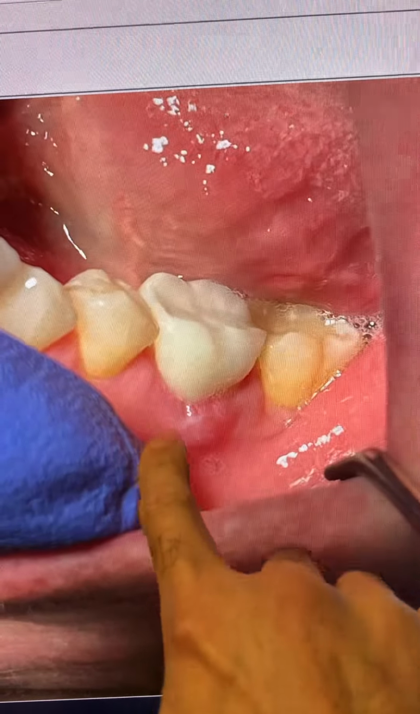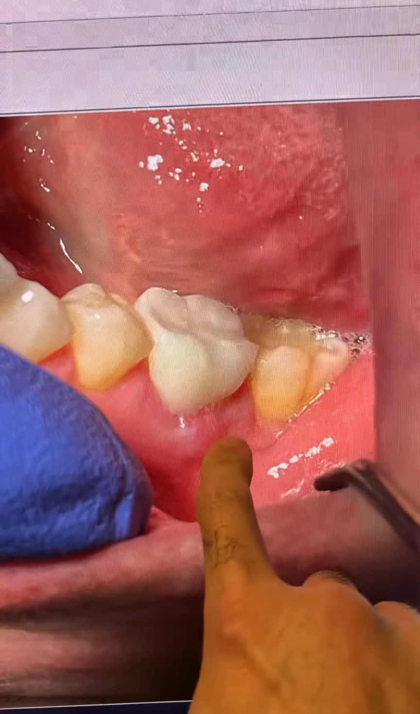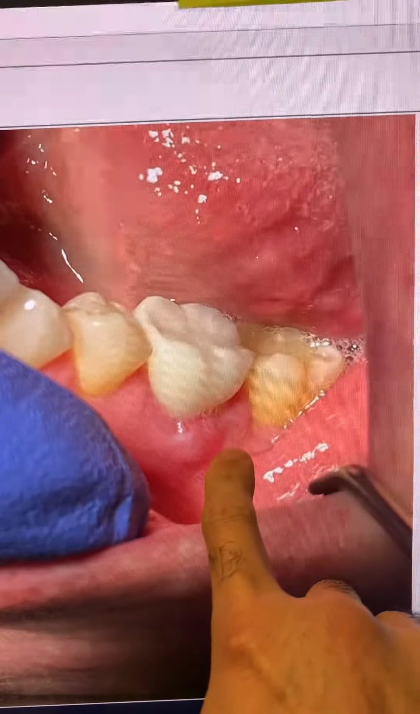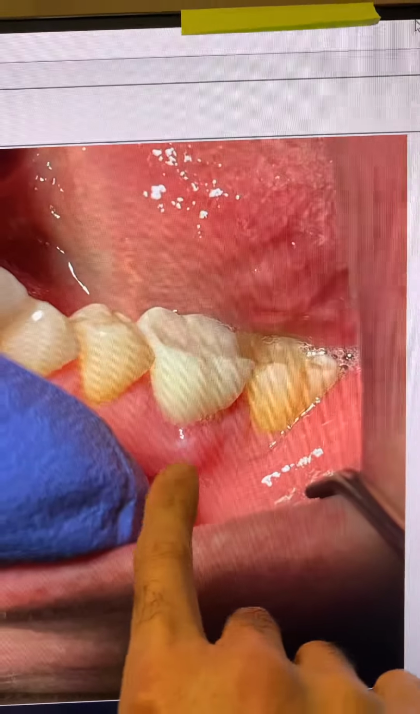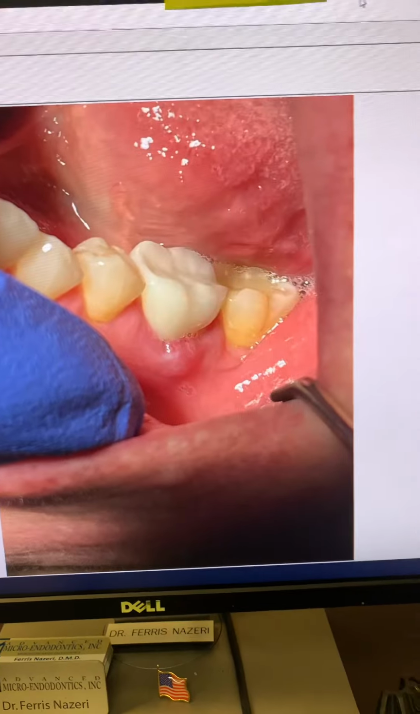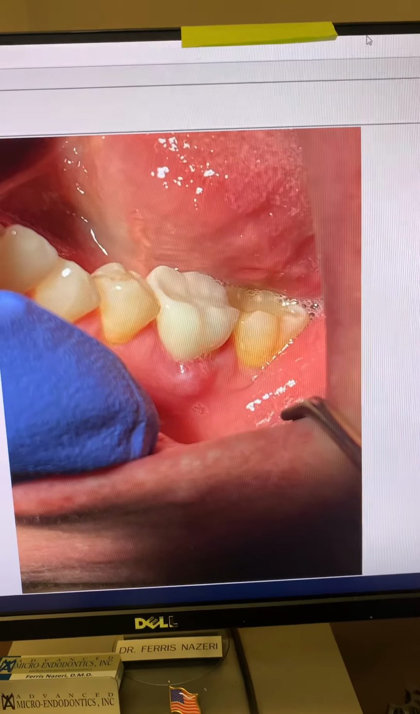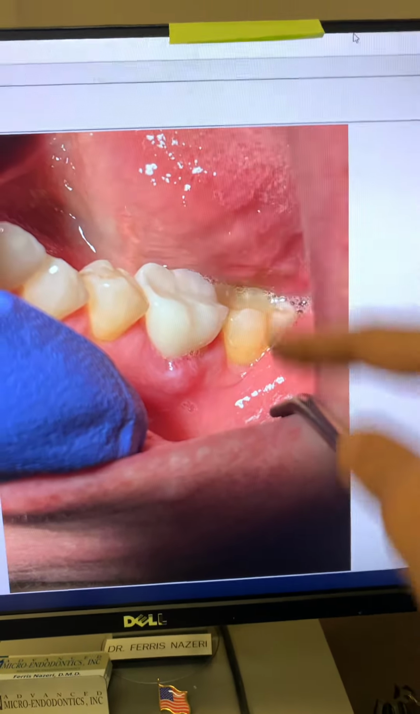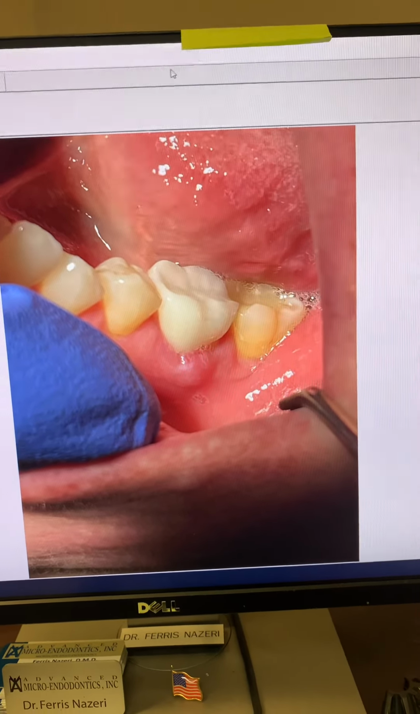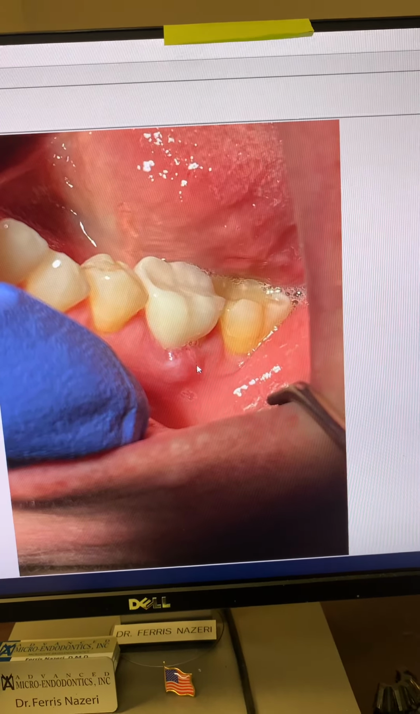In medical terms, we call this a parulis, and we call it a buccal parulis because it's on the buccal side of the tooth, on the cheek side of the tooth. The other side towards the tongue would be the lingual side. Lingual. All right. So this is a buccal parulis.